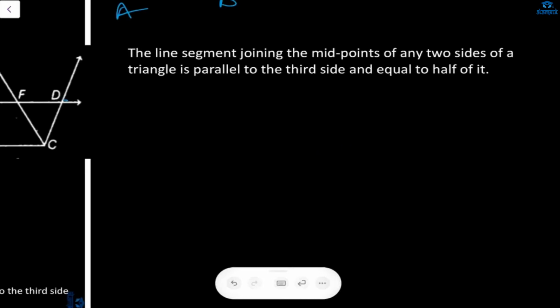Adam, can you mute yourself? Yeah. Can you mute yourself? Okay. Yeah, thank you. Okay, so what does the midpoint theorem say?